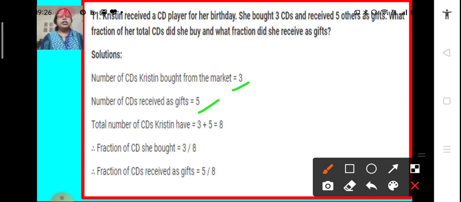So what is the total number of CDs Christine has? They are 3 plus 5, that is 8. So what is the fraction of CDs she bought? She bought 3. So 3 out of 8, 3 upon 8 is the fraction of CDs she bought. And how many did she receive as gifts? They are 5. So what is the fraction of CDs she received as gifts? They are 5 out of 8. That means 5 upon 8.